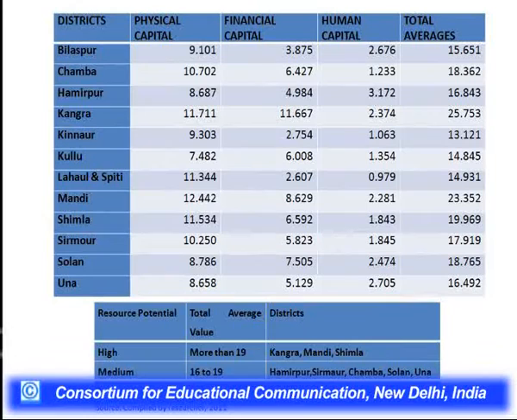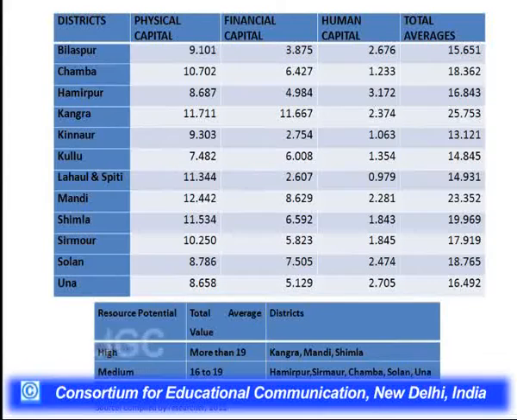In this way we can prioritize the problem, and then policy makers can bring a variety of livelihood projects to that area according to the resources available in that region. You can see here population density and literacy rate, which are very important. These have been combined here: physical capital, financial capital, human capital, total averages, and then on the basis of resource potential we prioritize. High areas are Kangra, Mandi and Shimla in Himachal Pradesh, medium are Hamirpur, Sirmaur, Chamba, Solan, Una, and low are Bilaspur, Kinnaur, Kullu, Lahaul and Spiti.